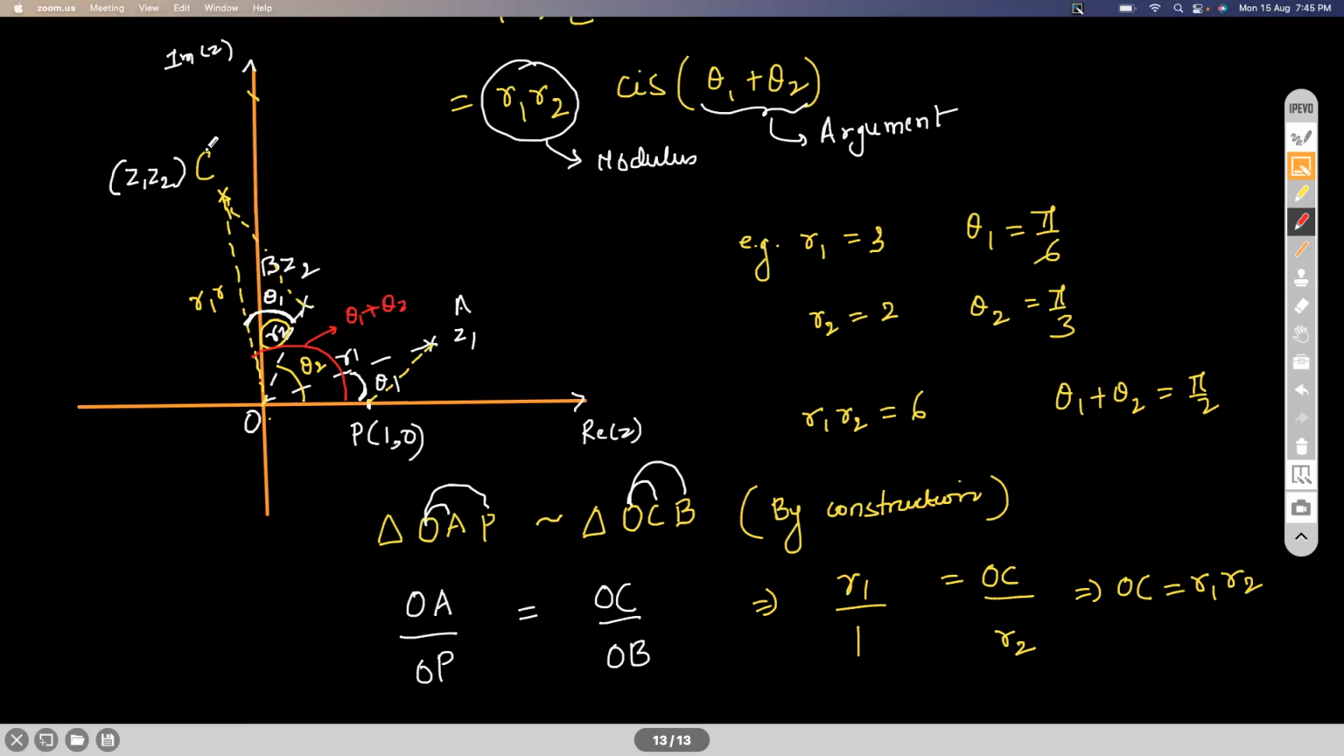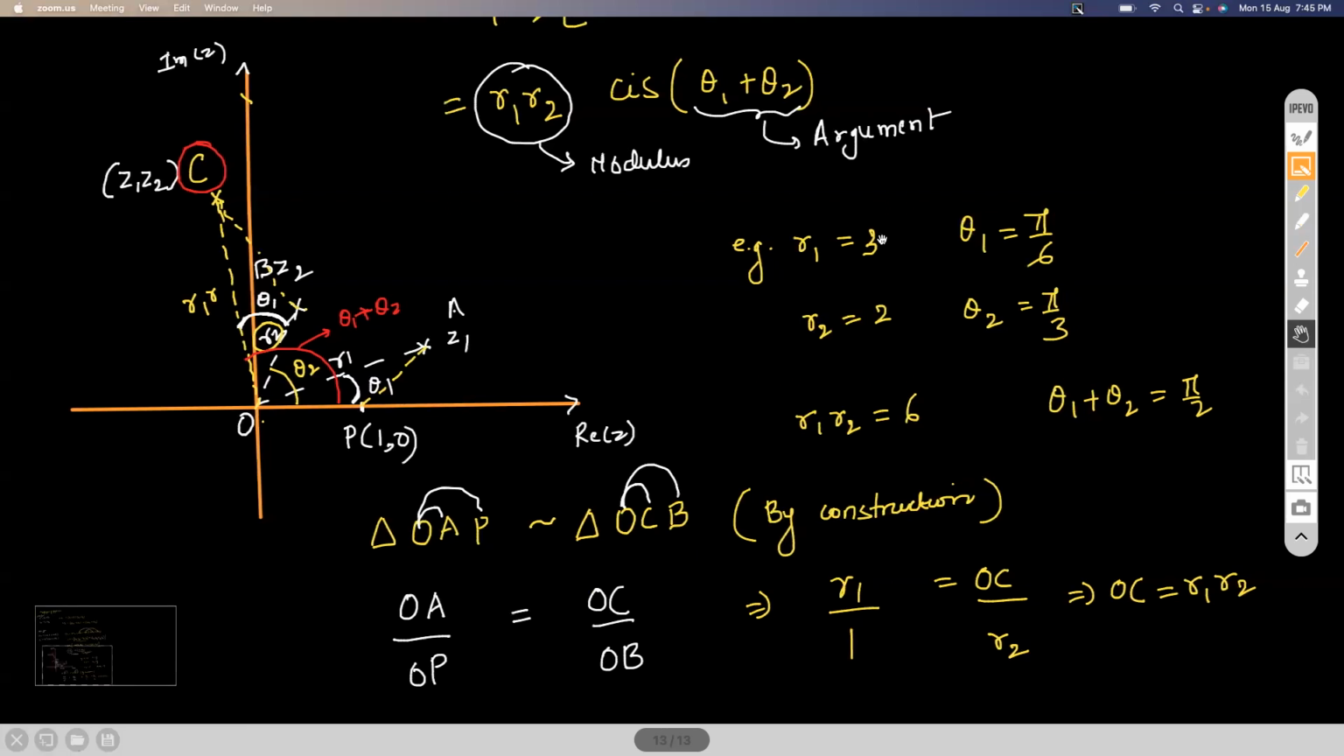Right? So there is a complex number located at C, which is at a distance of R1 R2 from the origin. And it is at an angle, or an argument, of theta 1 plus theta 2. Clearly signifying that that position is the position of the product. Understood? Any questions?